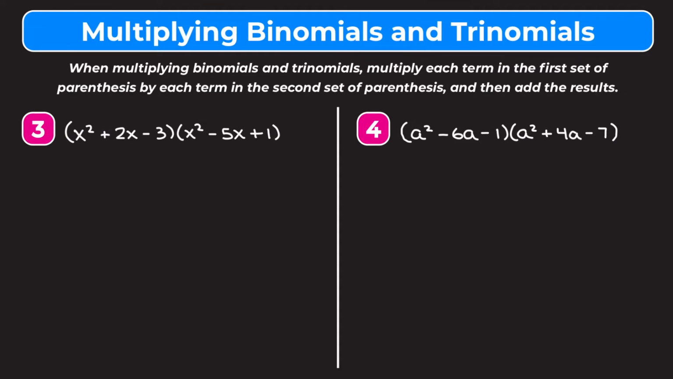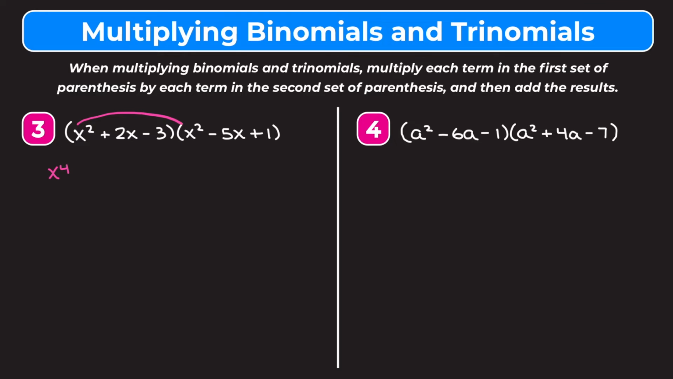So for these next two examples, we're multiplying a trinomial by a trinomial. So we're going to use a similar process, but it's going to be a little longer because we have three terms in each set of parentheses. So we're going to start by taking this x squared in the first set of parentheses and multiplying it by x squared in the second set of parentheses, which is going to give me x to the fourth.